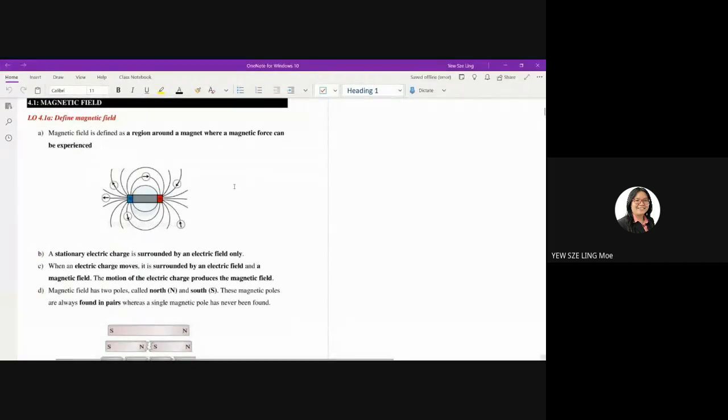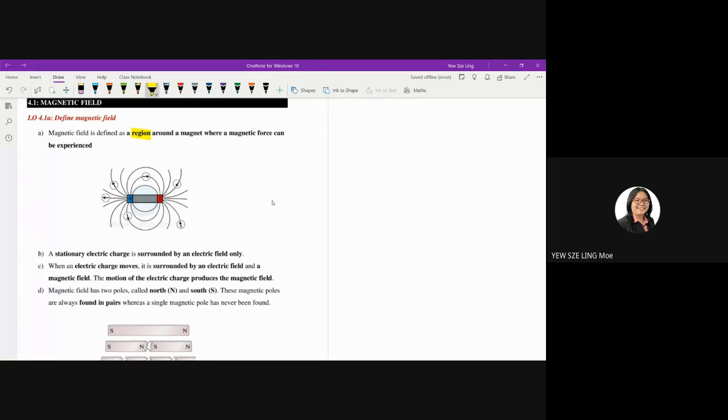So define electric field. Electric field is a region. When it comes to field, it refers to a region. So electric field is a region around the charge. A magnetic field is a region around a magnet, where a magnetic force can be experienced. If you put a bar magnet here, they can feel attractive force or repulsive force. Then there's a magnetic force in between them. That is the magnetic field region.